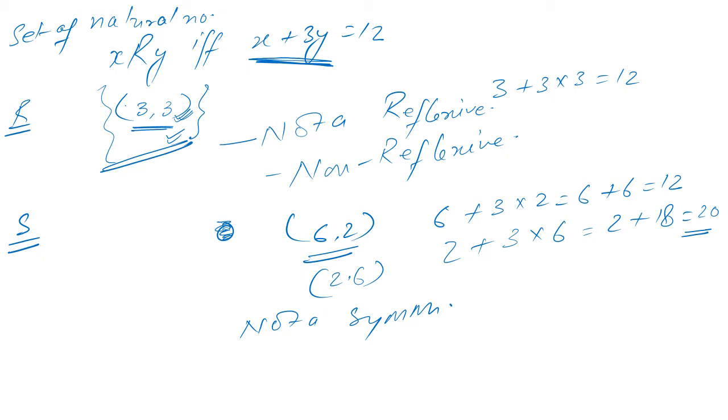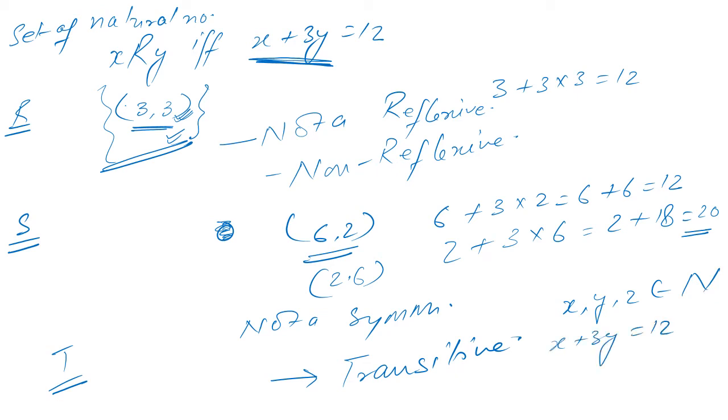If you try to check for transitivity, I leave checking for transitivity for you. You will see that this is a transitive relation. What does transitivity mean? If I have three elements x, y, z all belonging to the set of natural numbers such that x plus 3y is equal to 12 and y plus 3z is equal to 12, that means x plus 3z is also equal to 12. I leave it to you to verify.